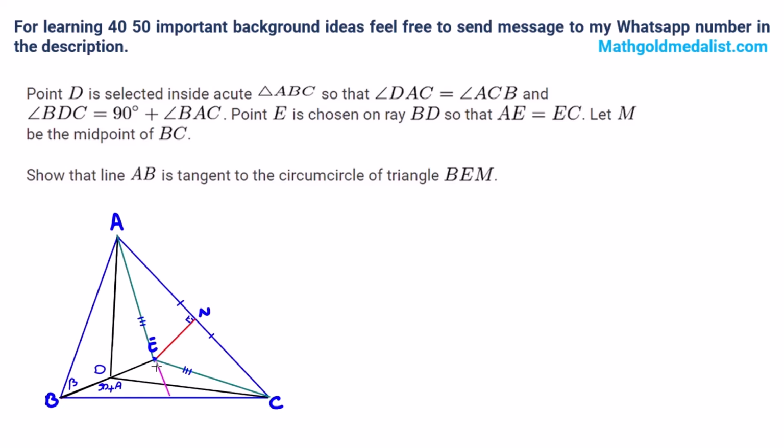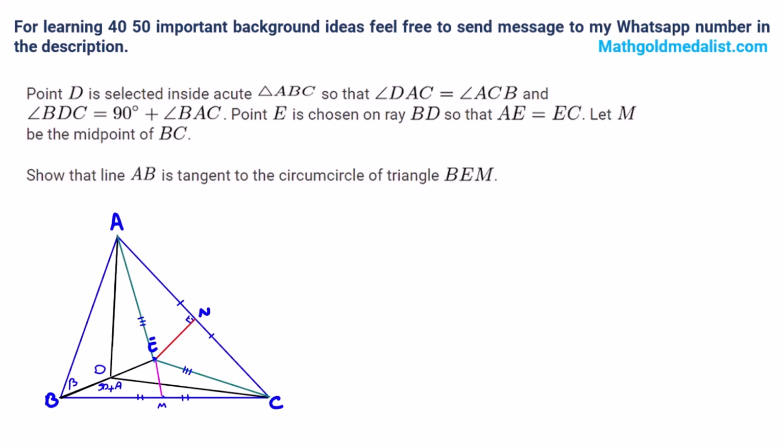Some point like this one. A, E, and M are not necessarily collinear. So we can consider this one as the midpoint. And then it says what? Show that AB is tangent to the circumcircle of triangle BDM.